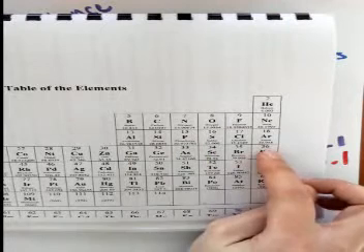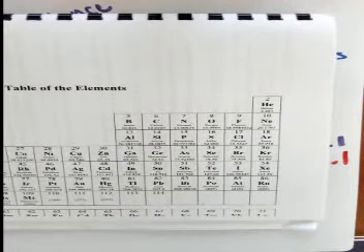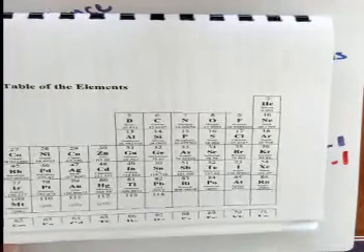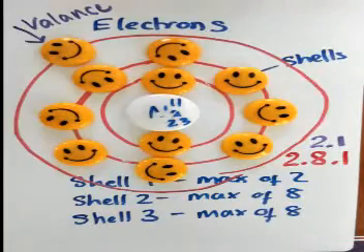So hopefully that helps you to understand a little bit about electron arrangements, but also about why the periodic table is arranged the way it is. And in the next little video, we'll start to look at compounds and how compounds are affected by this arrangement of electrons.